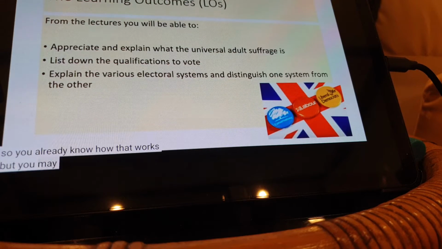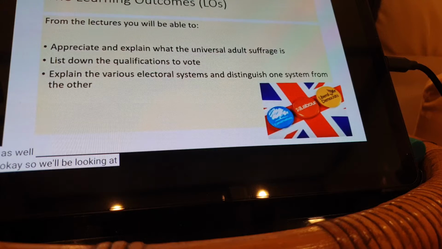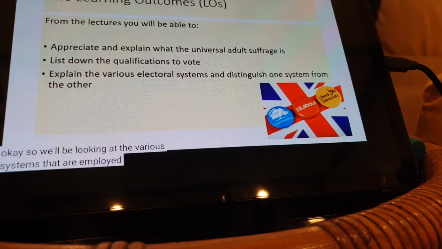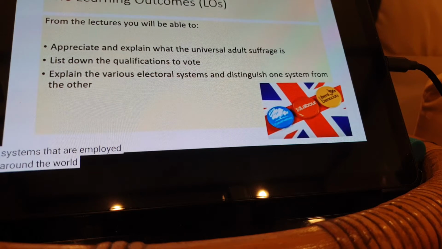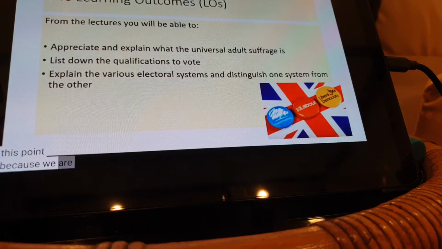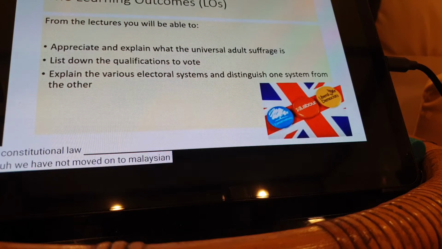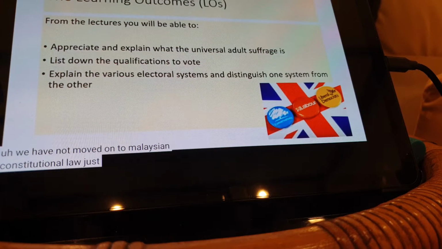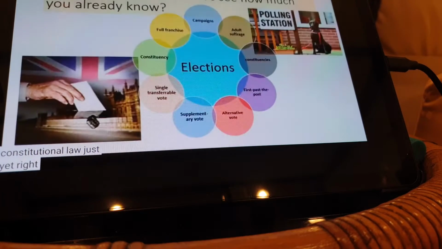But you may not have realized that there could be other ways of voting as well. So we'll be looking at the various systems that are employed around the world and whether these systems are better than what you have in Malaysia or in the UK. Specifically for the UK at this point, because we are still looking at UK constitutional law, we've not moved on to Malaysian constitutional law just yet.